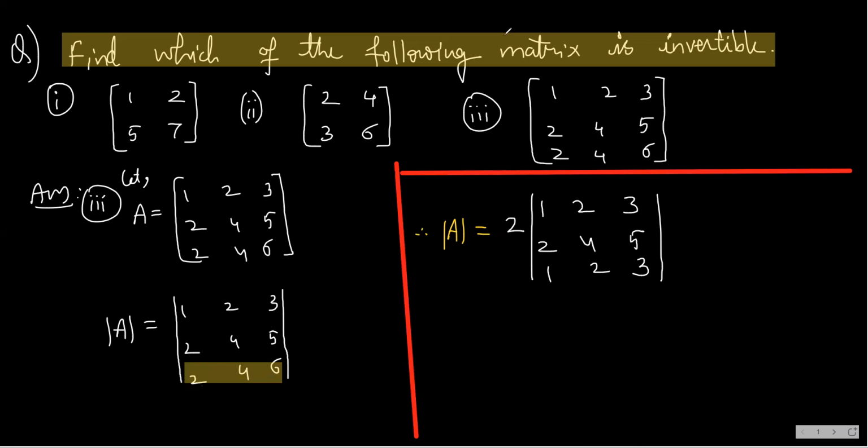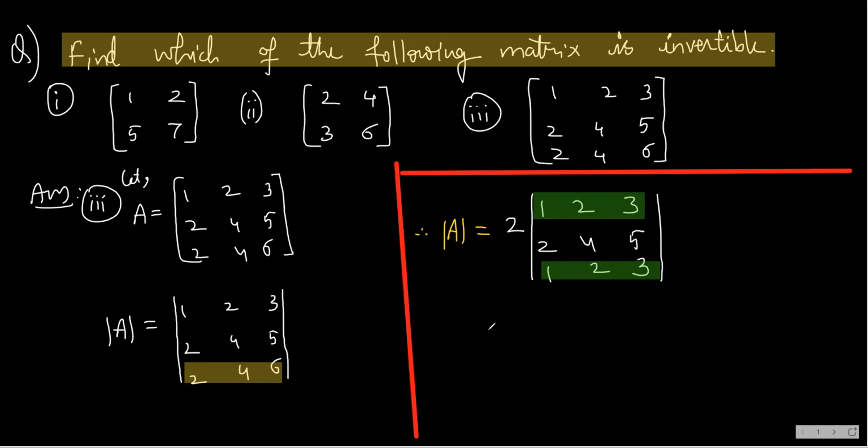Now the next thing which I notice here is these two rows are identical rows. 1, 2, 3 and 1, 2, 3. R1 and R3 are identical. There is a property of determinant which says if in a determinant any two rows are identical, the value of the determinant is 0.